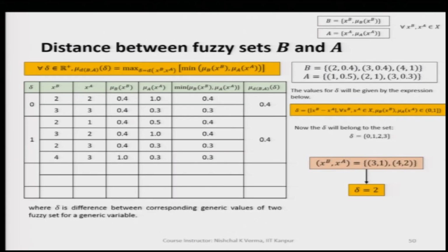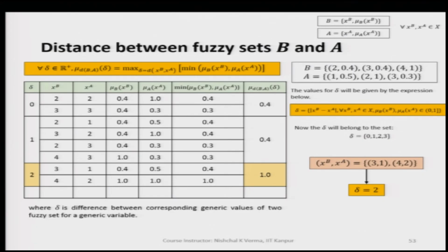So, when we apply the same logic, we have 2 pairs for delta is equal to 2. One is the 3, 1 and the second one is the 4, 2. So, here we will write all the entries in the table, and when we again take the maximum of this, we are going to get 1, which is mentioned over here.